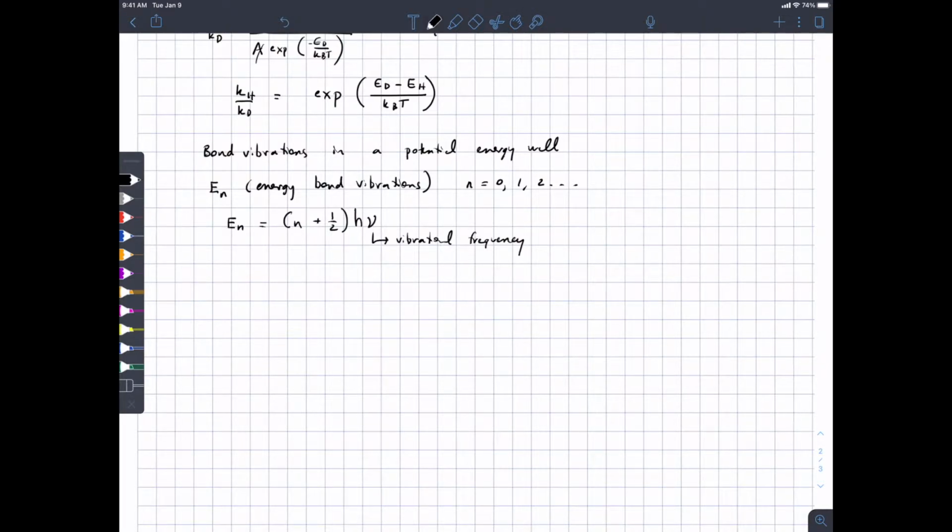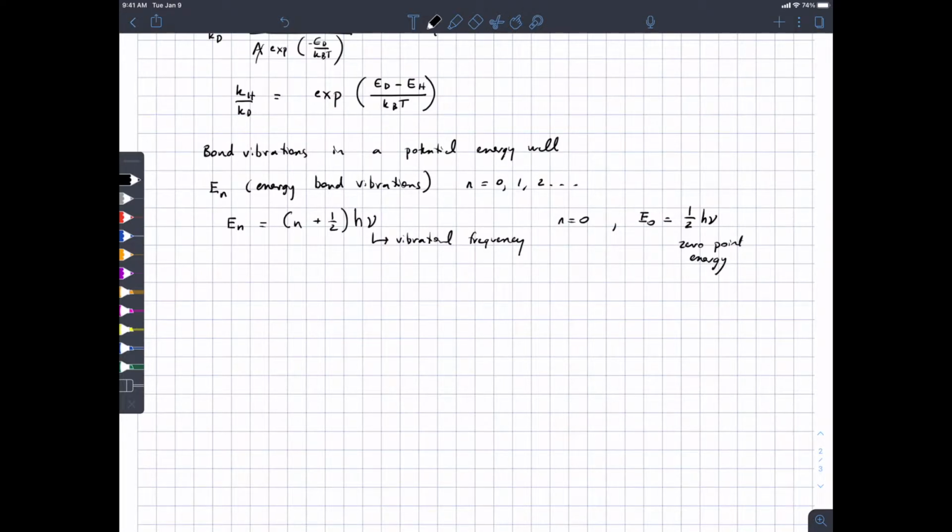Where does the 1/2 come from? I got nothing. Maybe some of you remember. But notice that even when the quantum number equals 0, our bond vibration still has energy. In other words, even at the lowest energy point for a particular bond, there's still some wiggling. And that's what we call the 0-point energy.